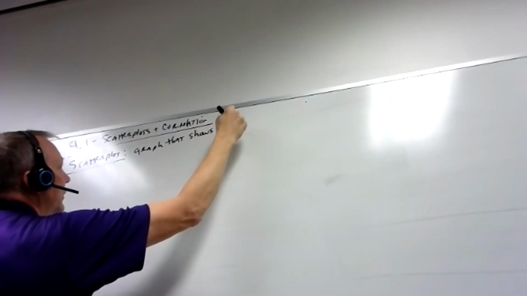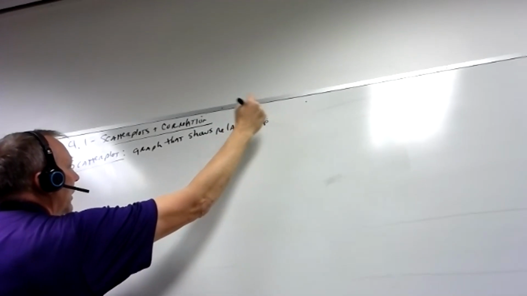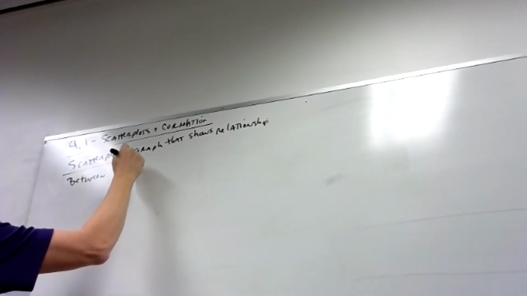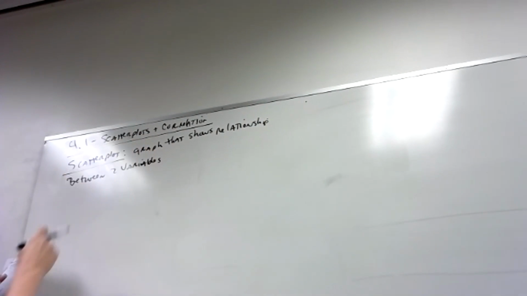4.1 deals with scatter plots and correlation. Okay? So a scatter plot is a graph that shows the relationship between 2 variables. Okay?